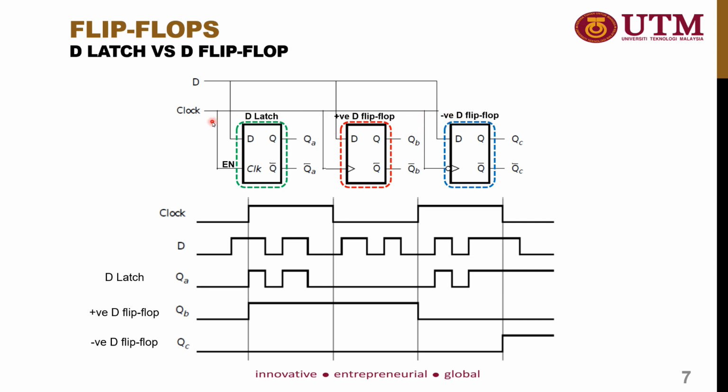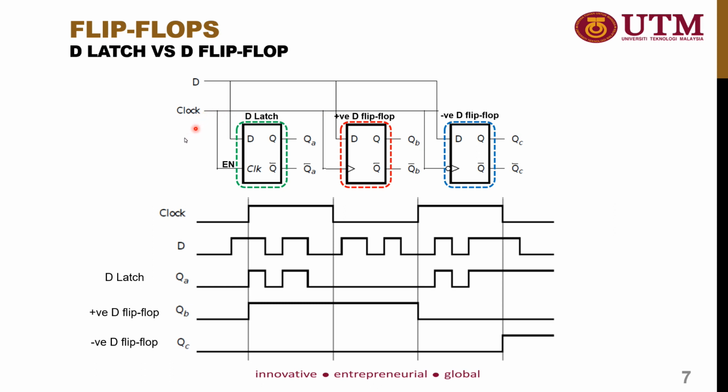So in this example, we have two inputs, which are D and also clock. And for D latch, as we all know, D latch has two inputs, which are D and also enable pin. So the enable pin in this example is connected with the clock signal. And you see here the differences between the positive edge trigger and negative edge trigger flip-flop is differentiated by the bubble here, which is directly connected to the clock.